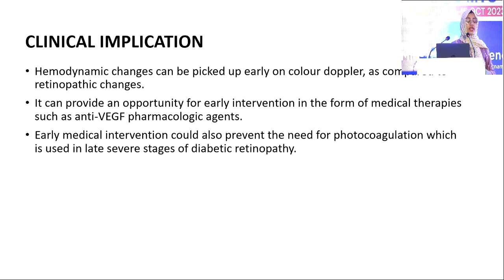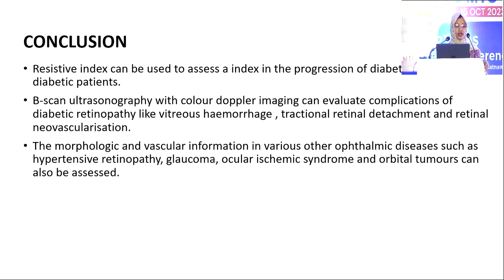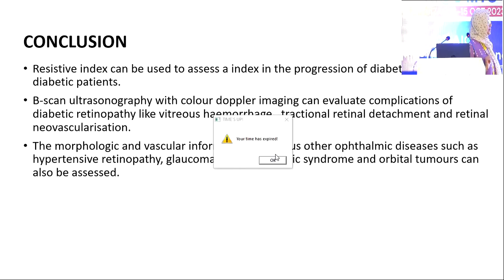Clinical implication: hemodynamic changes can be picked up early on color Doppler as compared to retinopathic changes, and it provides an opportunity for early intervention and also prevents the need for photocoagulation. Conclusion: resistive index is used to assess the progression of diabetic retinopathy.